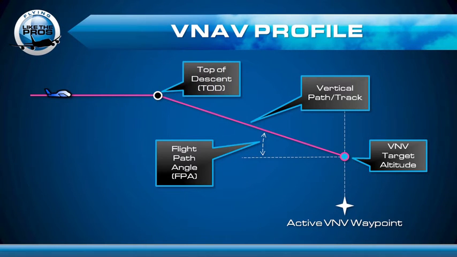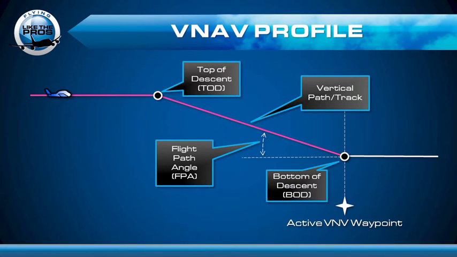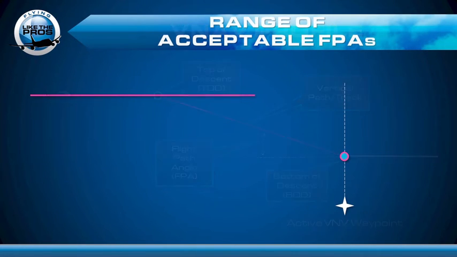Now, where the vertical track intercepts your current altitude is called the top of descent, and the point at which the aircraft levels off is called the bottom of descent, or BOD. The G1000 can only create a vertical path within a range of acceptable FPAs. If the angle is too shallow, you will not descend fast enough for ATC. If it's too steep, you may overspeed the aircraft.